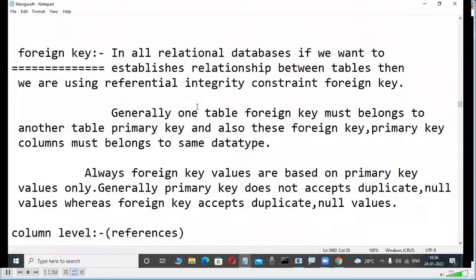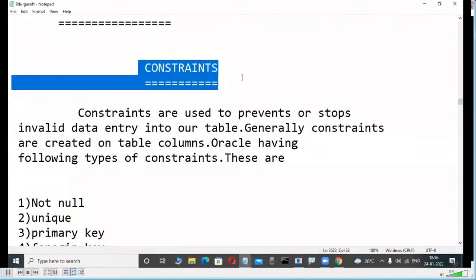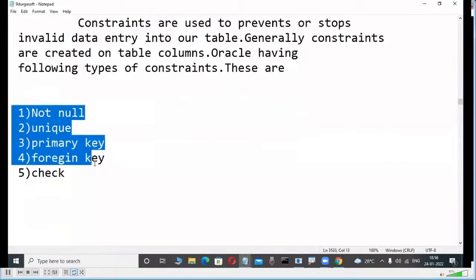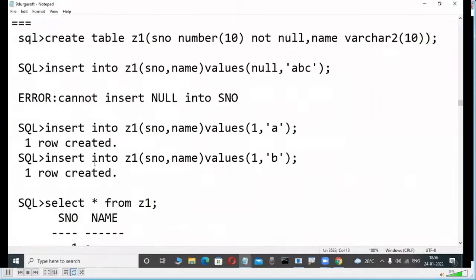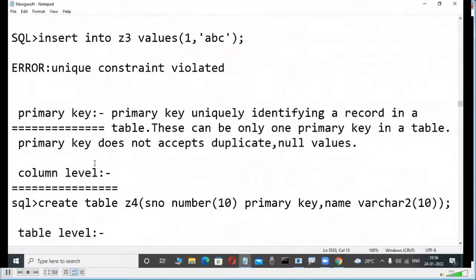Now observe here: what is a primary key, what is a foreign key, what is check, what is unique. These types of things are in the constraints chapter, which we are learning in our course. Don't worry, we'll go one by one. This is a demo class, so it's not possible to explain everything. We just observe it here roughly.